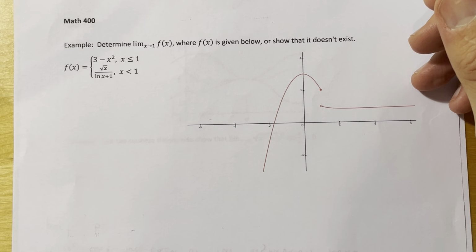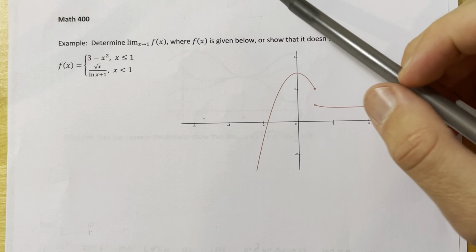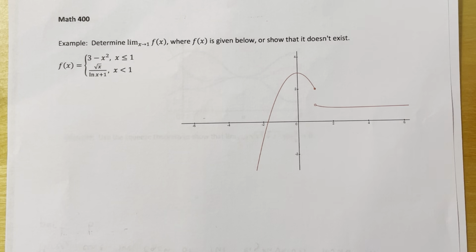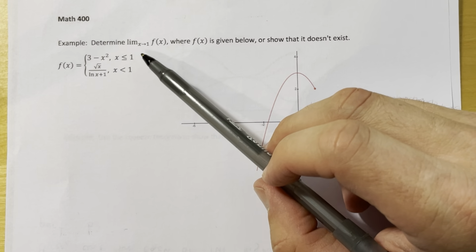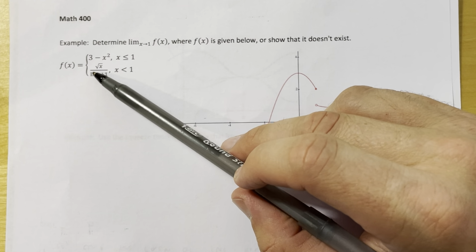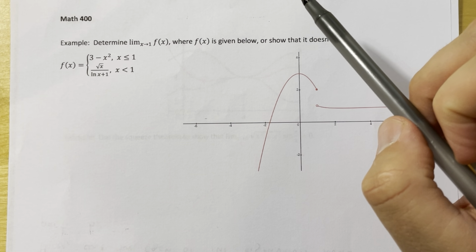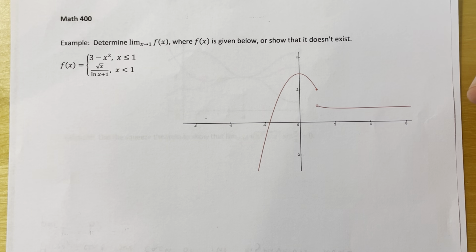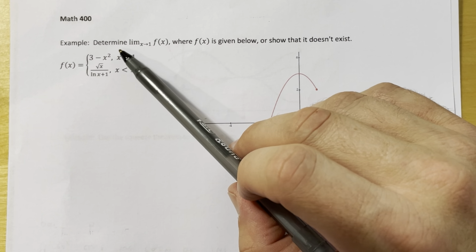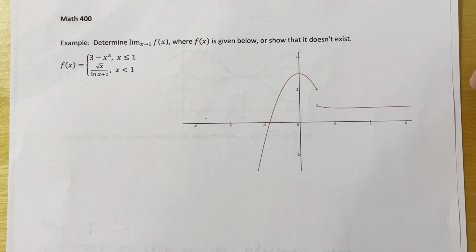Let's take a look at another example. And now the function that we want to take a limit of is a piecewise function. So it's given here. And we're asked to determine if the limit as x approaches 1 of f of x, where f of x is this function, exists or not. Let me restate that. We want to determine what it's equal to if it does exist, or we want to show that it doesn't exist.